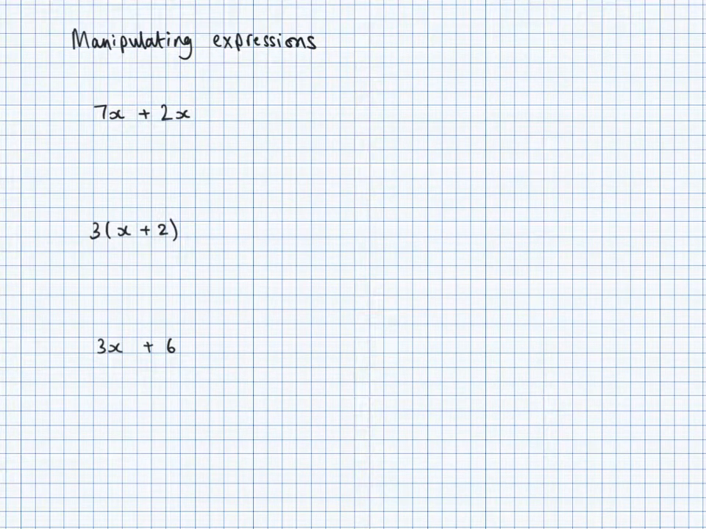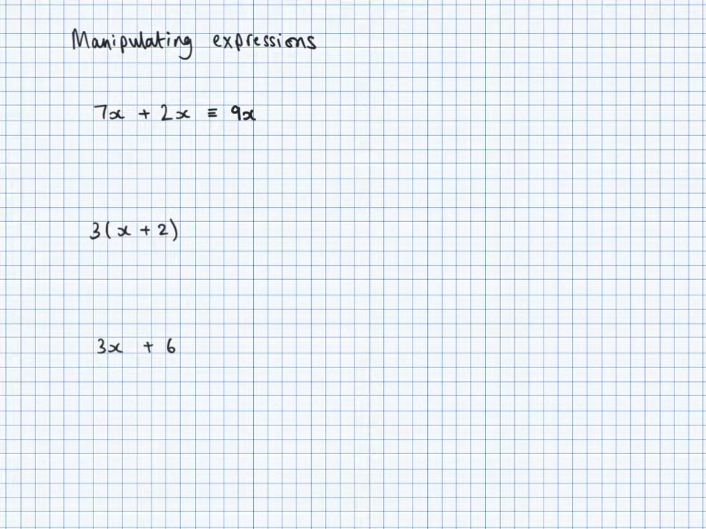In algebra, we learn how to manipulate expressions. Now I'm going to go ahead and manipulate these expressions here, and then we'll discuss what was the result and what was the point of that. So the first one, 7x add 2x, we know that that actually simplifies to 9x.